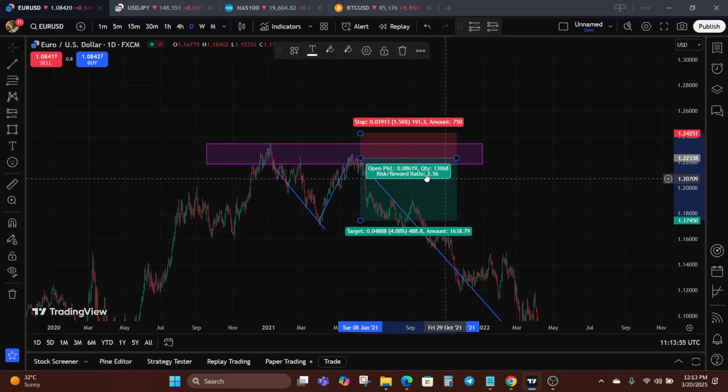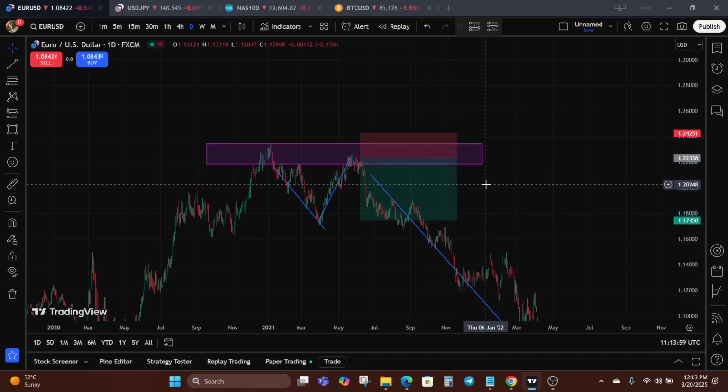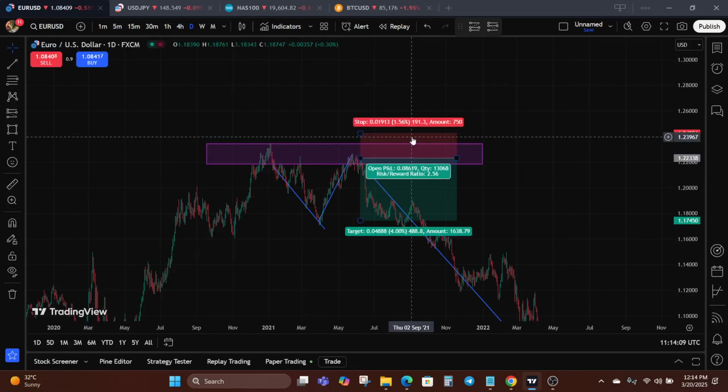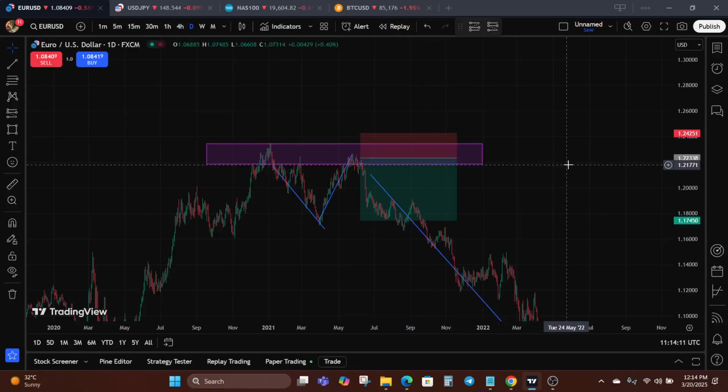This is your risk, and this is about 2.5 times what you are risking. Just ensure you have a good risk to reward ratio, a minimum of 1:2, to ensure smart trade management. Then by combining supply and demand zones with price action confirmation, you can take high probability trades with confidence.